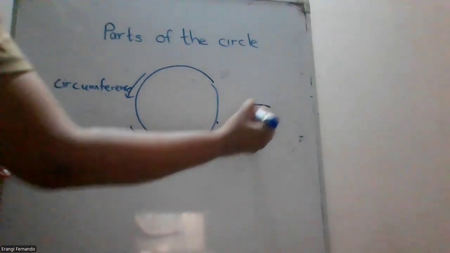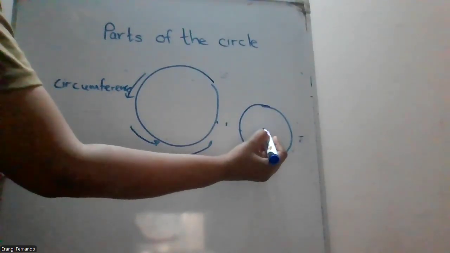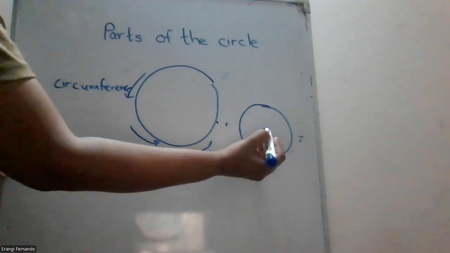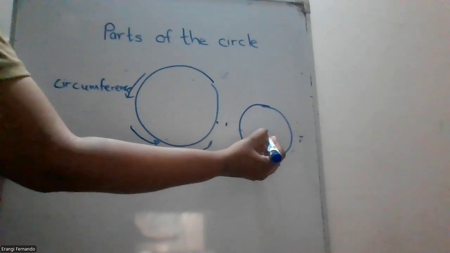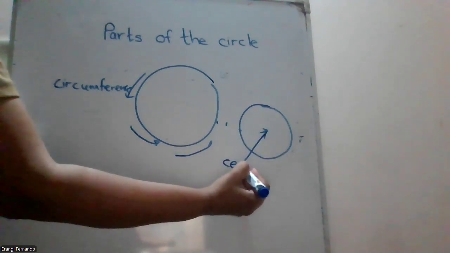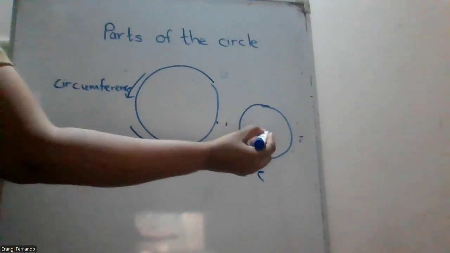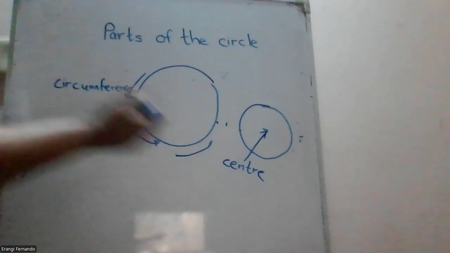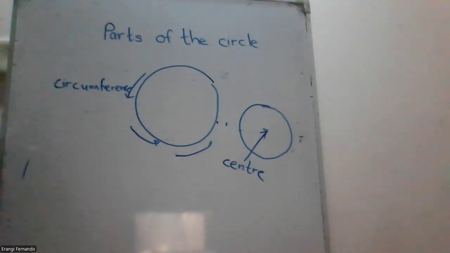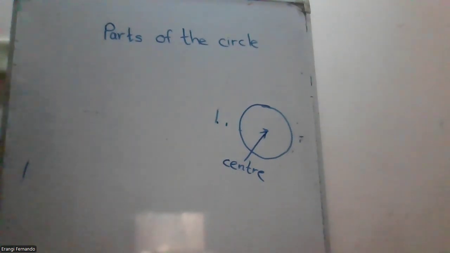Okay. The next one. Now, when we draw a circle, the midpoint of the circle we call center. The midpoint of the circle we call center. The perimeter of the circle we call circumference.